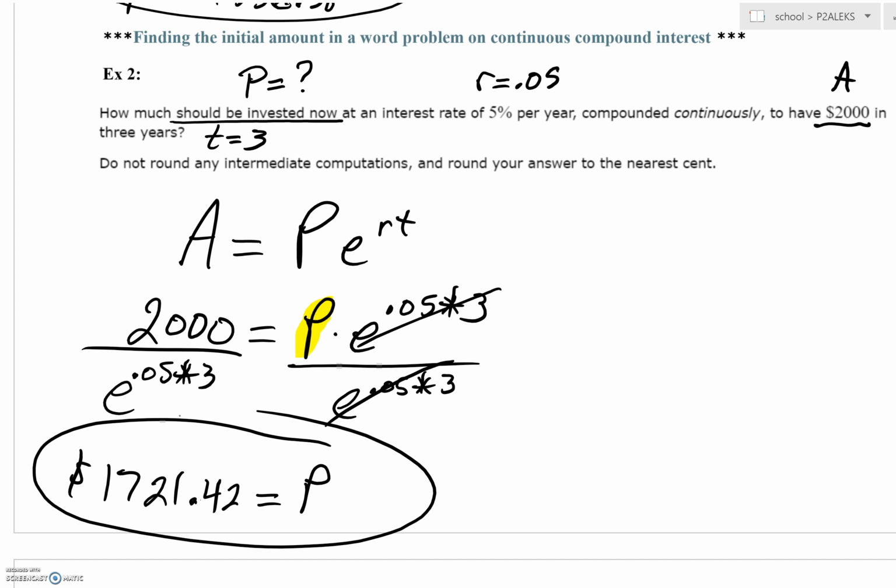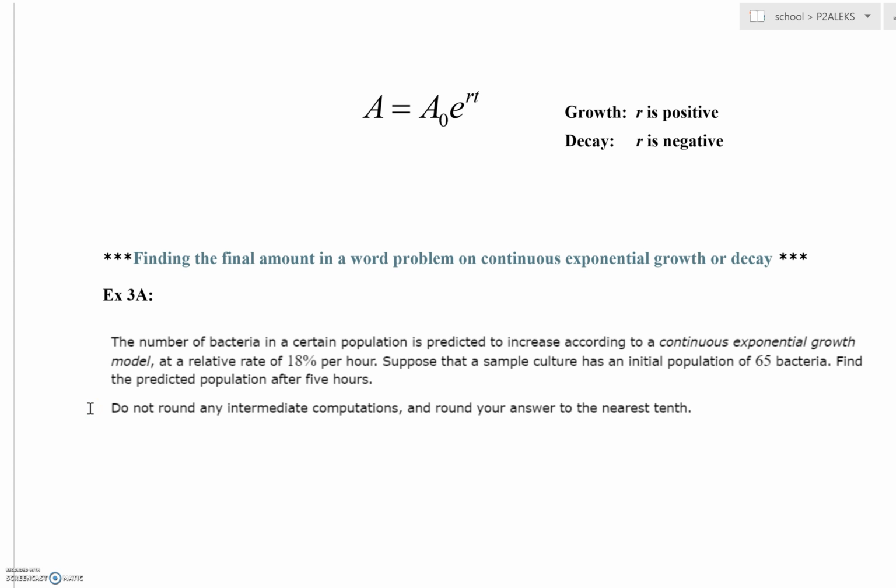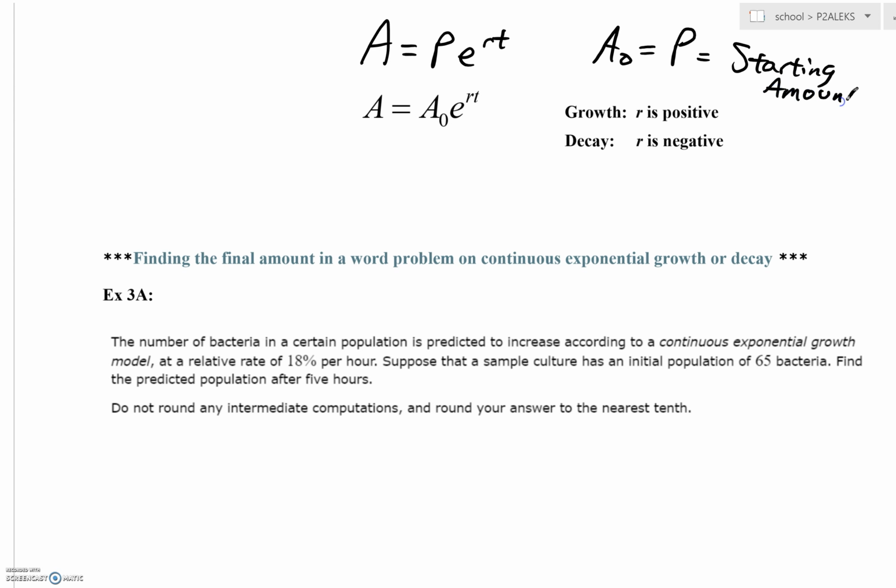Okay? So let's go to the second page. And I think sometimes kids look at this and they think, oh, great, another formula. Guys, it's really the same formula. Guys, it's PERT once again. It's just that your A sub 0 is equal to P. It's your starting amount. It's also known as your initial amount. The word initial means starting. Okay? Your R is still a decimal.